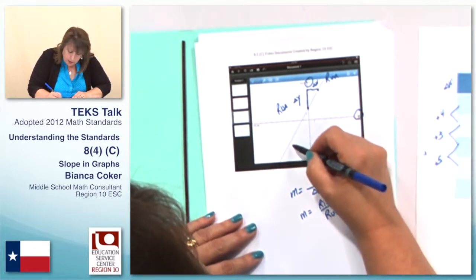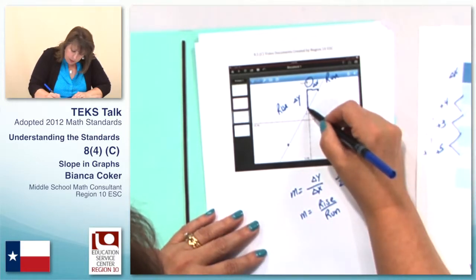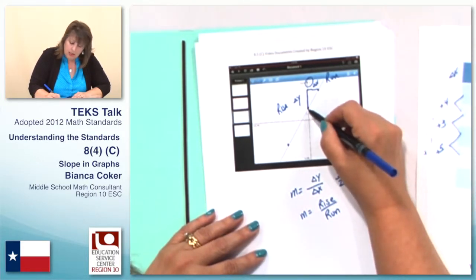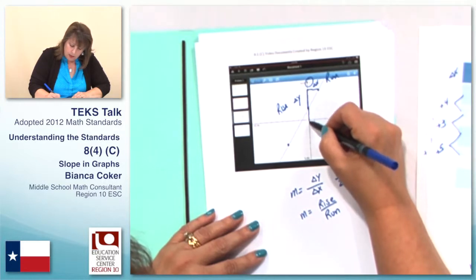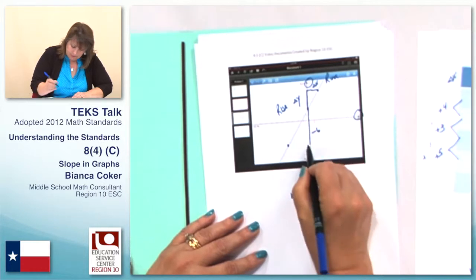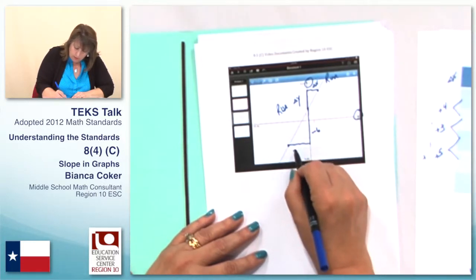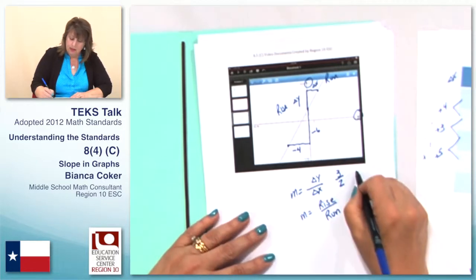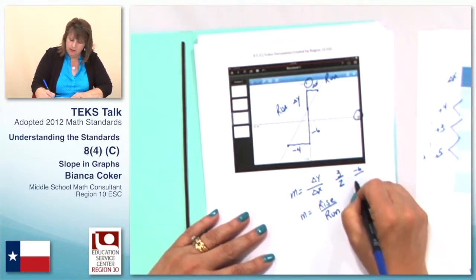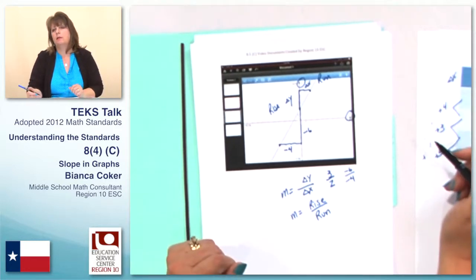If we were to find another point down here, say, and we go the opposite way, then our change in our y would be 1, 2, 3, 4, 5, 6 down, and our change in our x would be 1, 2, 3, 4 in the negative direction, and we would have the ratio -6 divided by -4, which also simplifies to +3 over 2.